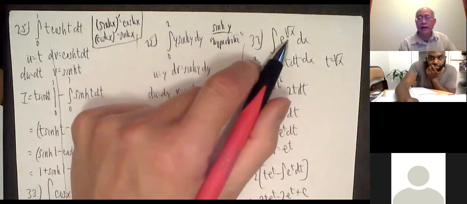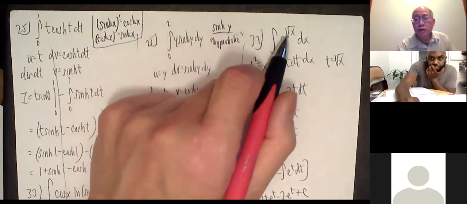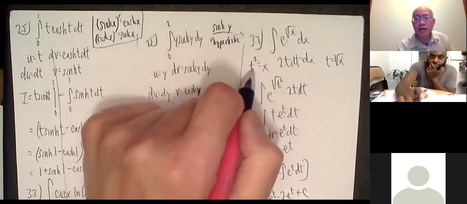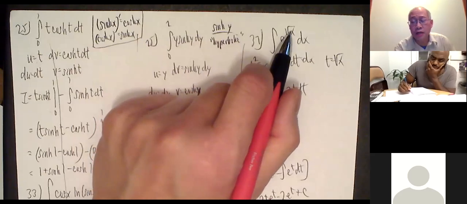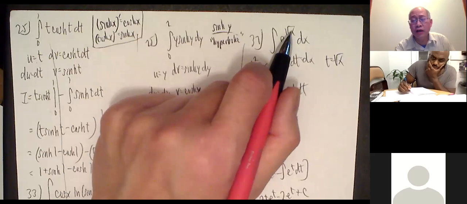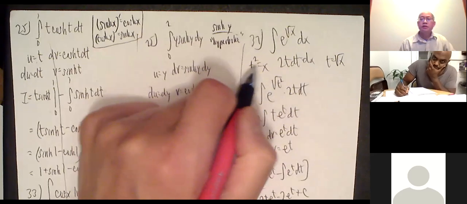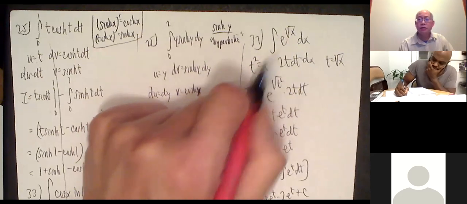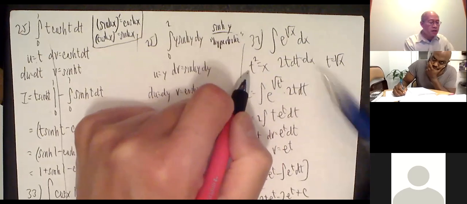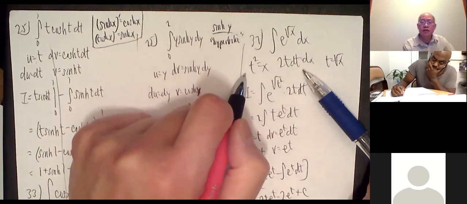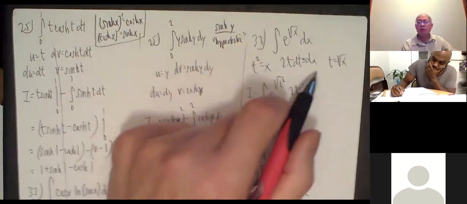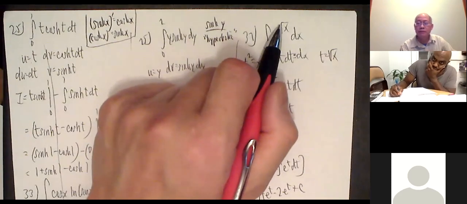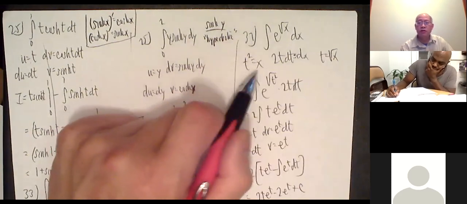Integral of e to the radical x. Okay. What I'm going to do is let t squared be equal to x. I'll make that substitution. Why do I want to do that? Because then I'll be taking the square root of t squared, which is just going to be t. Right? So t squared equals x. Then if I differentiate, the left side becomes 2t dt equals dx. And by the way, t equals radical x. So t equals radical x, therefore t squared equals x.